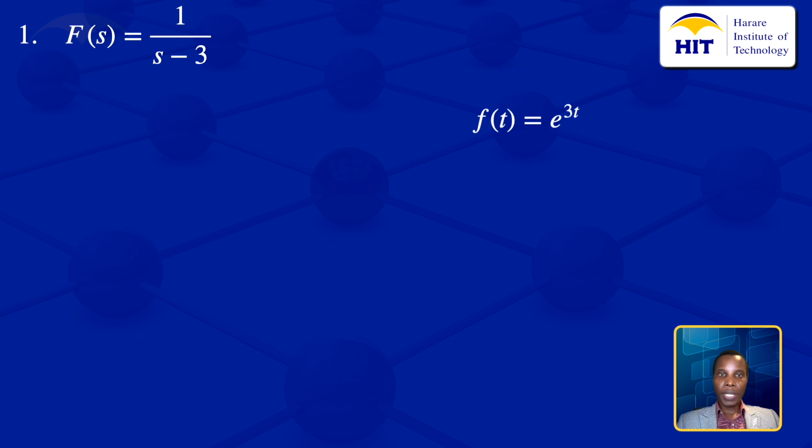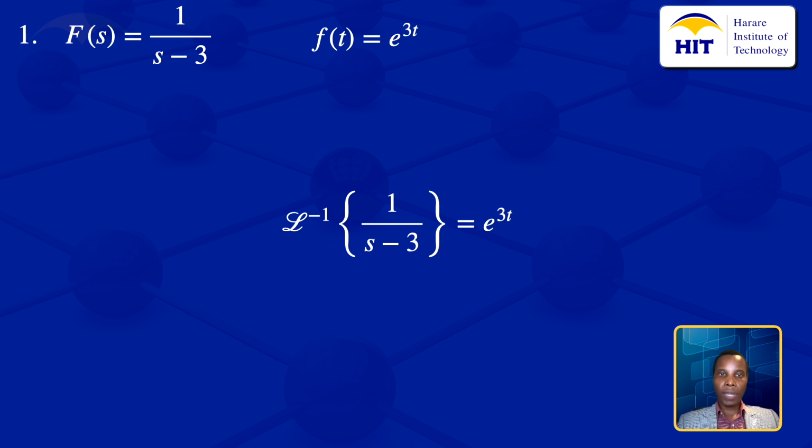So what we have obtained is, for this F(s), we have f(t) equal to e^(3t). What we are saying there is the inverse Laplace transform of 1/(s - 3) is e^(3t). So that's our solution there.